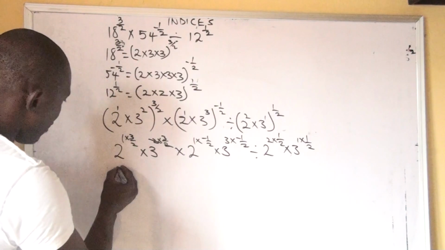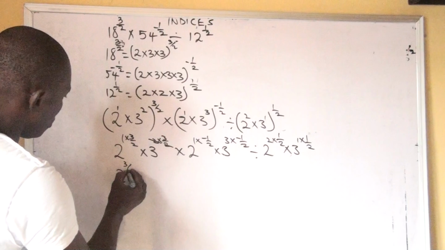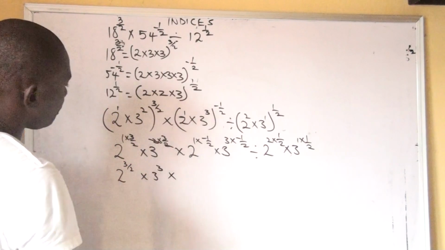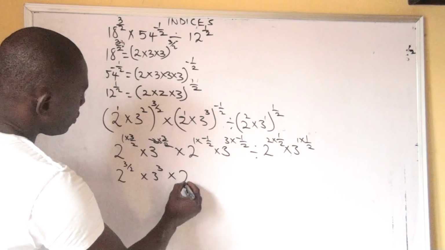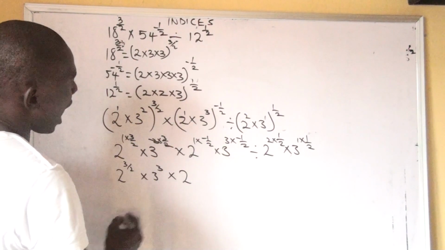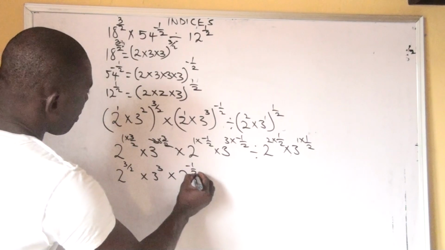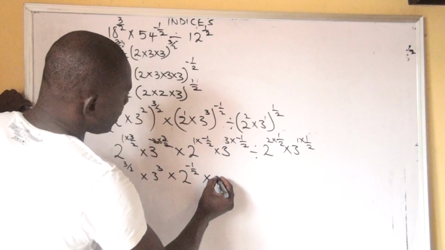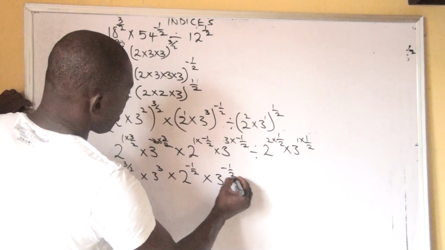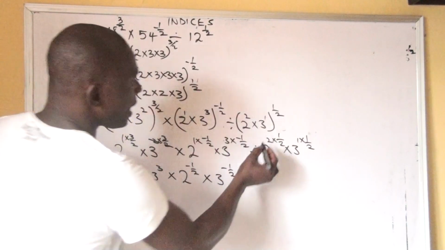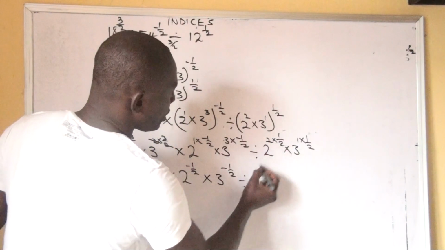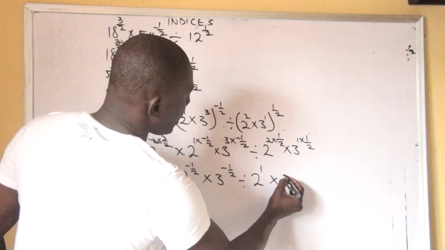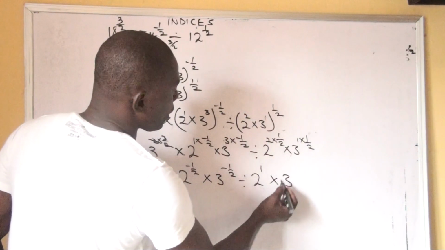So here we have 2 raised to the power 3 over 2, times 3 raised to the power 3, times here is 2. 1 multiplied by half minus half, we have minus half, times here 3 times minus half is 3 raised to the power minus half. Divide here, half times 2 is 1. This one becomes 2 raised to the power 1, times here 1 times half. This becomes 3 raised to the power half.